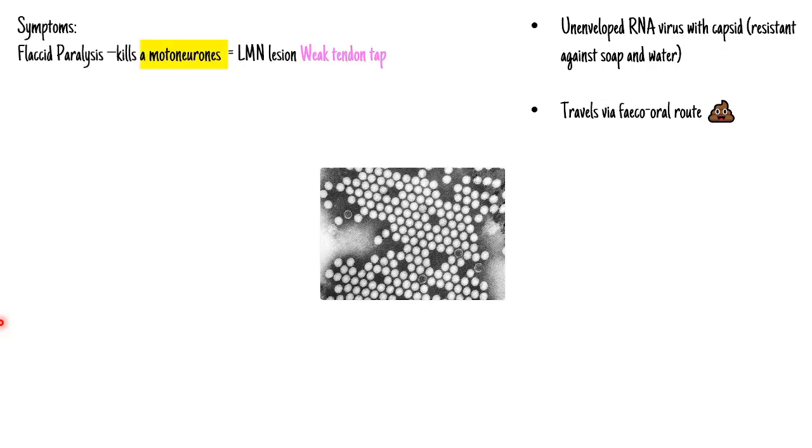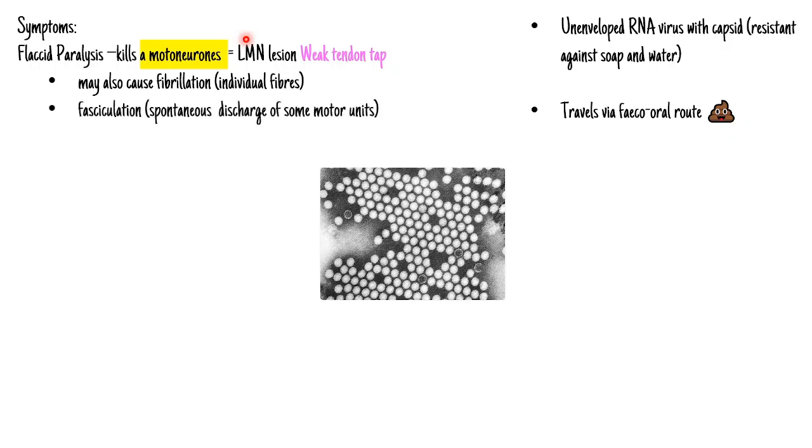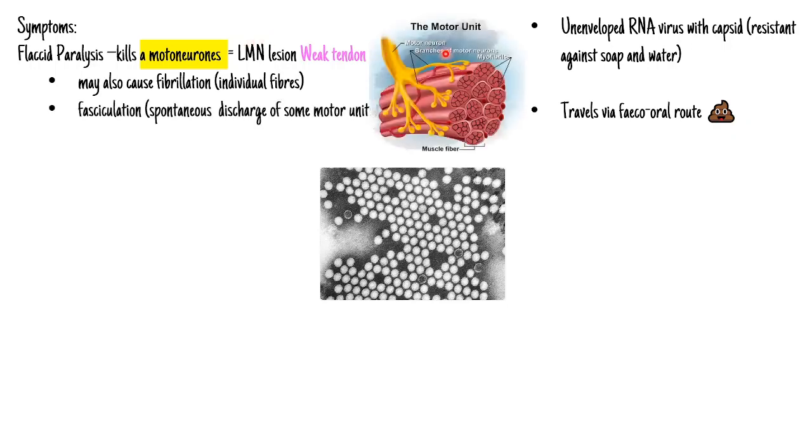Right, symptoms: poliovirus is going to kill your alpha motor neurons. This is going to lead to flaccid paralysis and symptoms of a lower motor neuron lesion, which is a weak tendon tap as well. It may also cause fibrillation, which is firing of individual fibres, or fasciculation, spontaneous discharge of some motor units. Okay, just as a recap, what is a motor unit? A motor unit is a motor neuron and all the fibres it innervates. Poliomyelitis may also cause muscle atrophy.